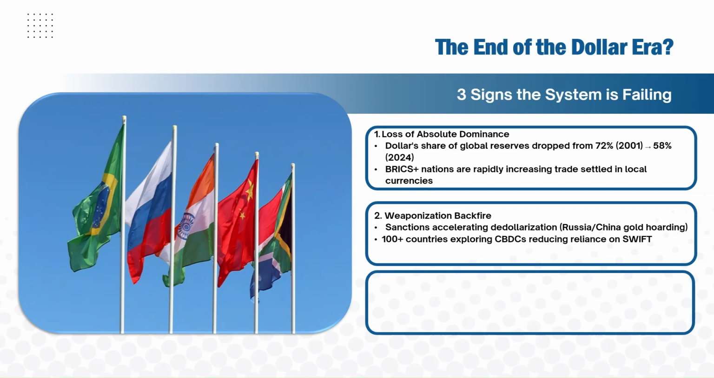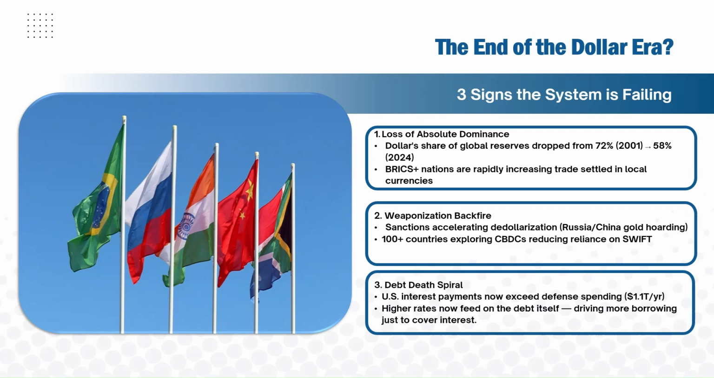Meanwhile, the US faces a death spiral. Interest payments now surpass $1.1 trillion per year, exceeding defense spending. The government is now borrowing just to pay interest, and that loop is tightening fast. The signal is clear: the dollar is no longer untouchable.